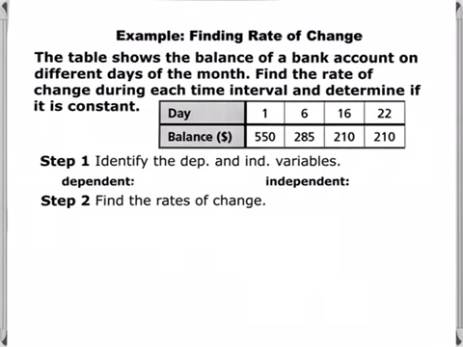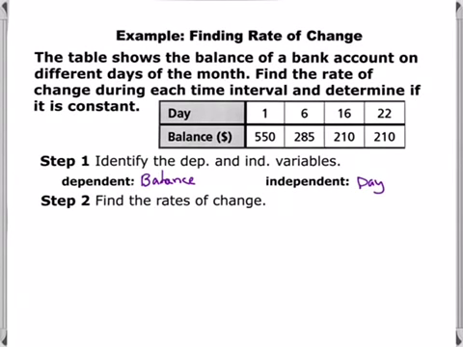So in the next problem, the table shows the balance of a bank account on different days of the month. Find the rate of change during each time interval and determine if it is constant. So in this problem, our dependent variable would be the balance, or the money, and the independent variable will be days. All right, so let's find the rate of change between the intervals.